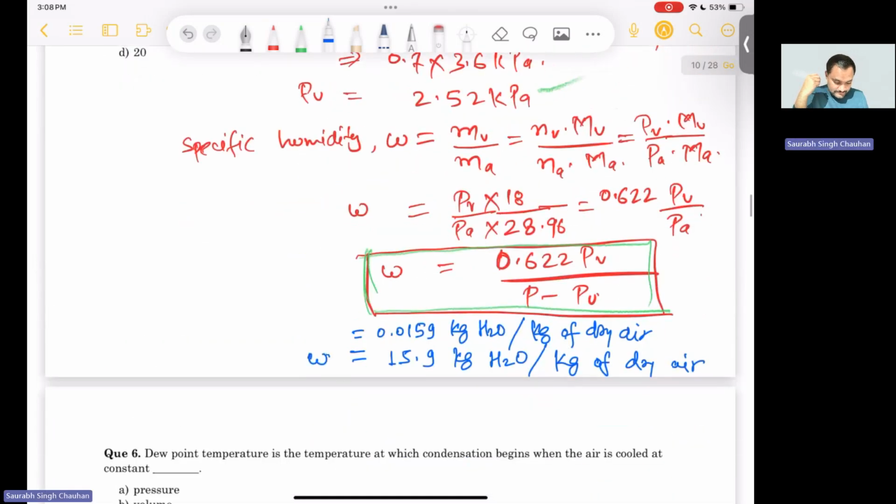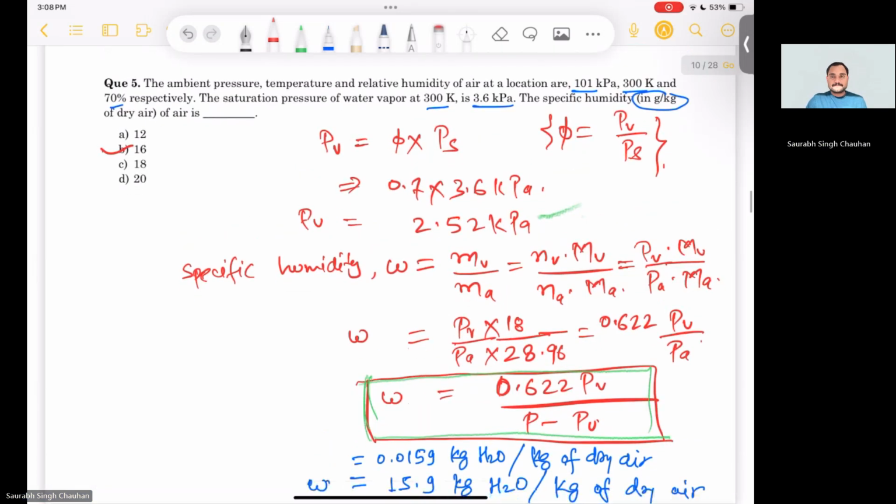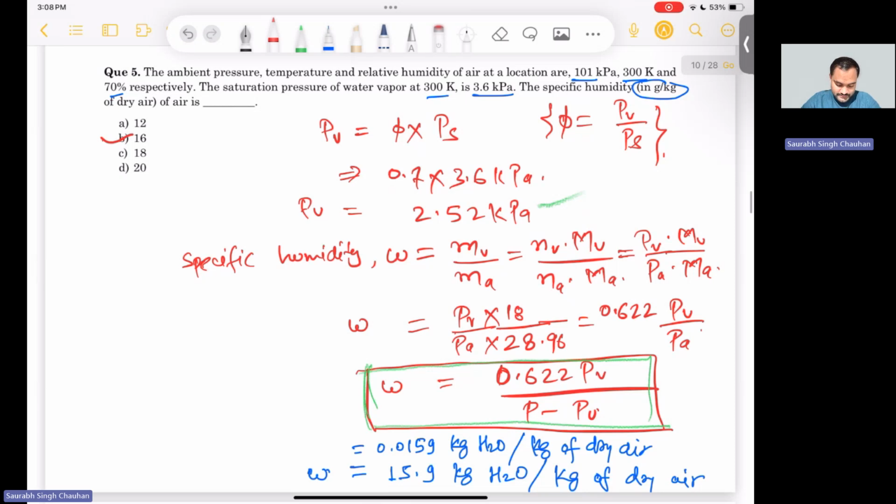So is there any option? 12, 16, 18, 20. So we are getting 15.9. So option B can be selected, 16. This is the closest value. I hope this is clear and we can move to the next question.